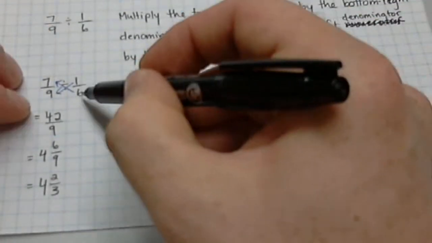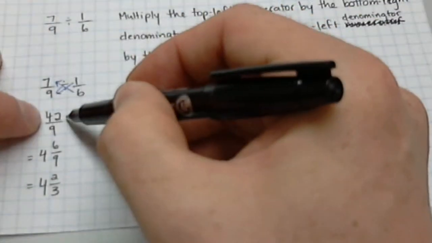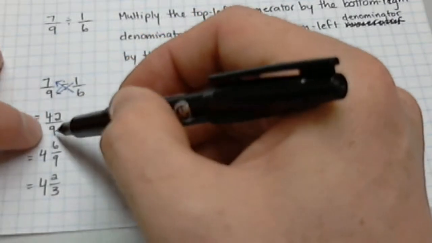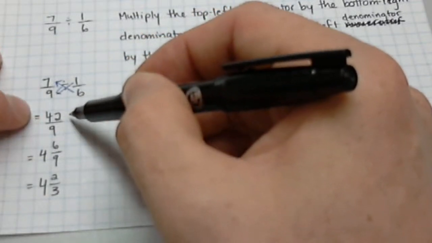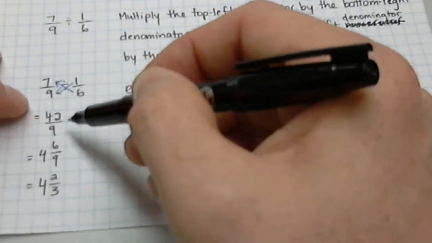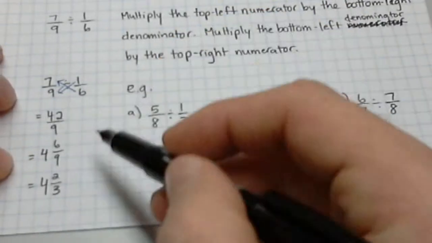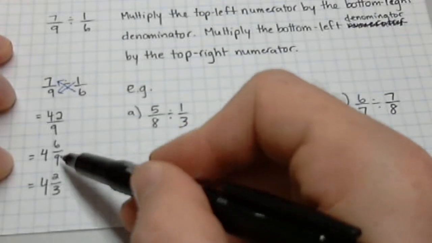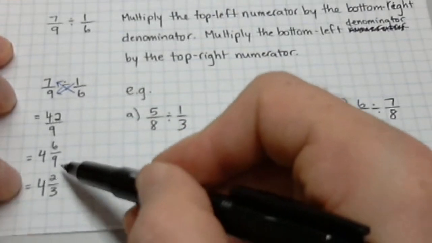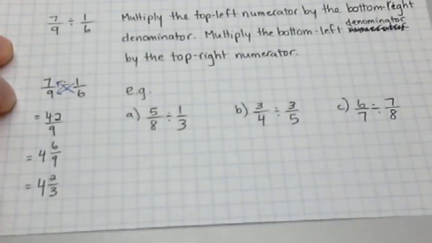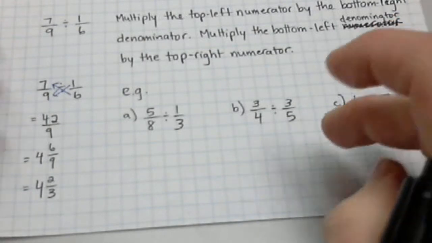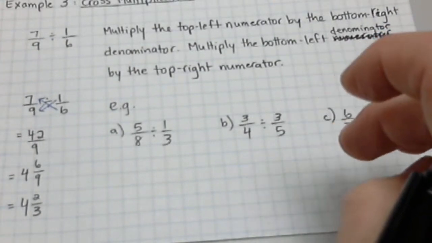Okay? And so when you multiply 6 times 7, you end up with 42. You multiply 1 times 9, you end up with 9. So your answer here is 42 over 9. Now you can't leave it like that. You have to convert it to a mixed number. So 9 goes into 42 4 times with 6 left over, still over the 9, and then 6 over 9 simplifies down to 4 2/3. Okay, so that's the cross multiplication method.